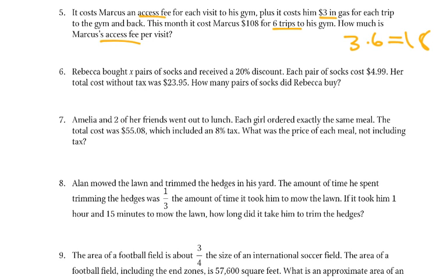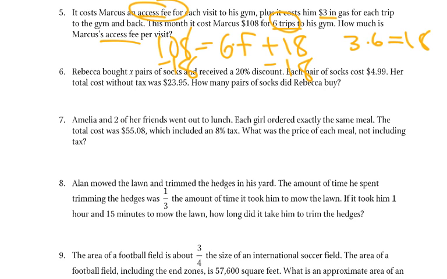The access fee, he pays one time for every trip. So there's 6 of them, so we'd go 6 times his fee plus the $18 in gas would equal 108. So there's our equation. Subtract 18 on both sides, we get 6F equals 90. Divide by 6, and we get 15 equals F. I believe it's 15, right? Yes. So it'd be $15 for his access fee.